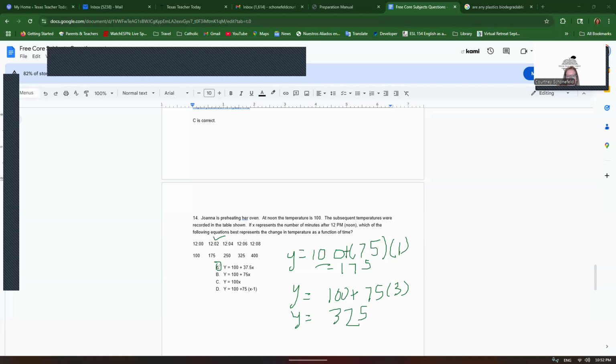So I know A is correct. On this one, you can do guess and check, or if you're really good at figuring out equations from scratch, you could say, well, this is going up by 75. 75 divided by 2 is 37.5, right? You could figure it out that way, or you could do guess and check.